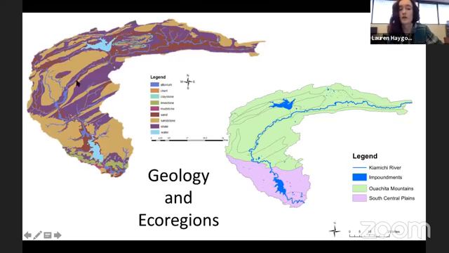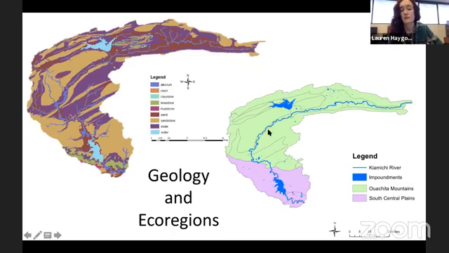So if we look at the geology, it's primarily composed of shale and sandstone. And so shale contains a lot of metals in it naturally, and shale weathers very easily. So weathering shale could be a source of metals to a water system and to the Kamichi River. And if we look at the ecoregions of the Kamichi River, it's primarily the Ouachita Mountains and South Central Plains.